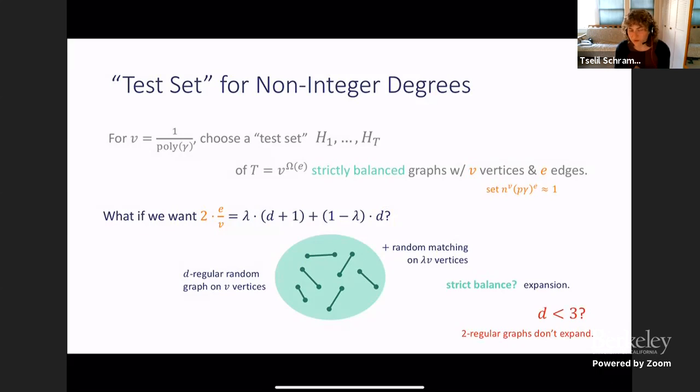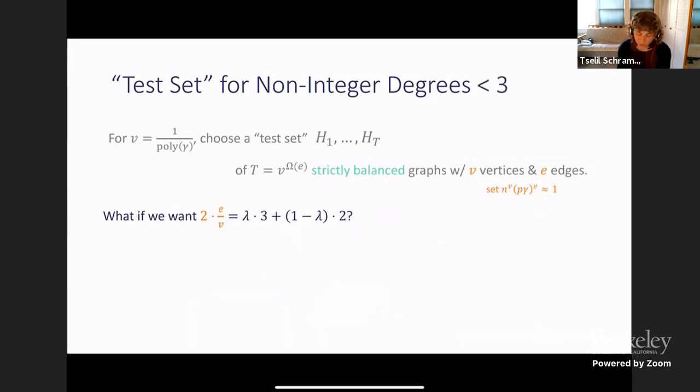Okay, but what if the degree is less than 3, right? So the problem is that we can't do this because two regular graphs don't expand, right? Like random two regular graphs don't expand. Okay, so what are we gonna do? Here I realize that this looks like a heart, but I really mean to say less than 3, even though I also love non-integer degrees.